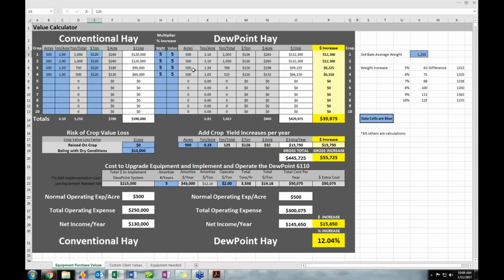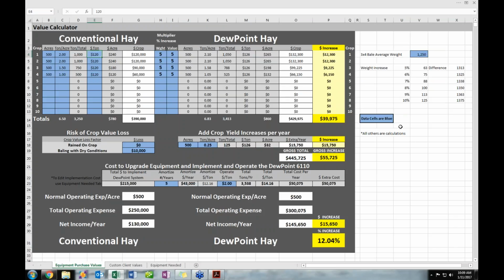I kind of perfected this spreadsheet from people just calling Staley West, asking what is the value of this machine? Why would I want to spend a bunch of money to buy it? And so we created this spreadsheet to help show people the value of what the machine is capable of producing on a farm operation.